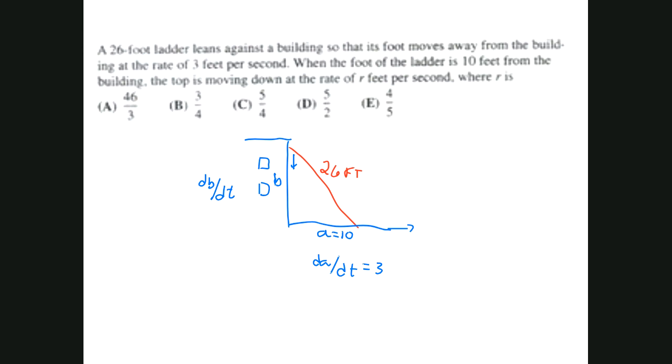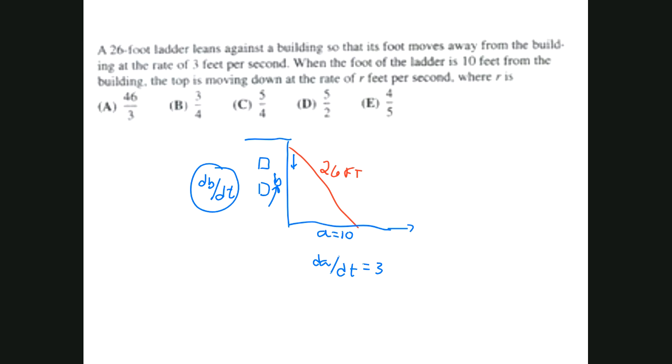Now, as I said, there's a lot of variables in these types of problems, and you can only have one variable that you're looking for. Well, I know I'm looking for dB/dt. So what is B? What is the distance? Because now you have to take a look at this and you say, okay, when A is 10, the ladder is still 26 feet, right? I mean, that ladder does not change.